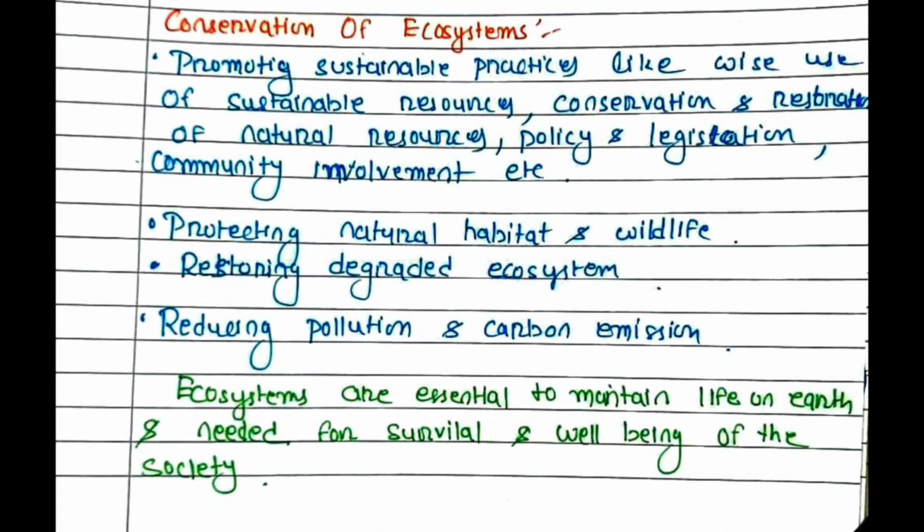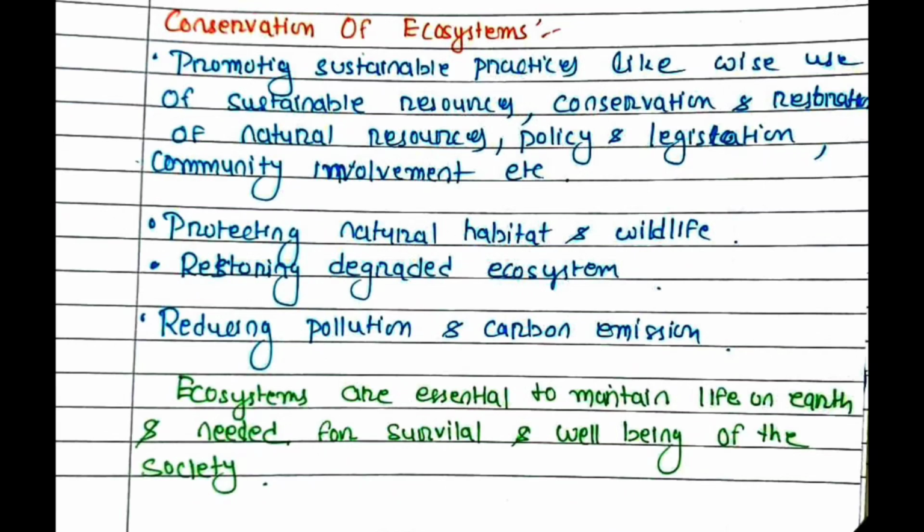Then comes the conservation of ecosystem, which is very much necessary nowadays. Promoting sustainable practices like wise use of resources, the conservation, and promoting the use of renewable energy will conserve the ecosystem. Also following the policies and rules and regulations will also help to conserve the ecosystem. Also, community involvement is very much necessary to safeguard the ecosystem. And protecting natural habitat and wildlife will also help to conserve the ecosystem.